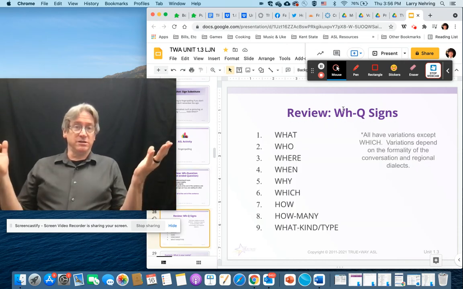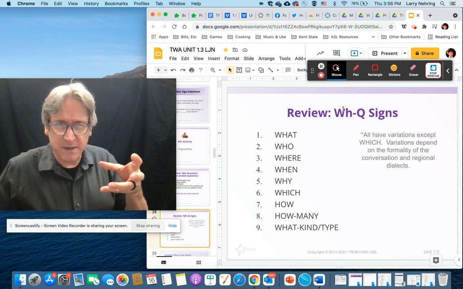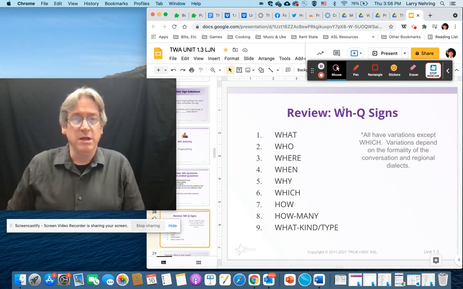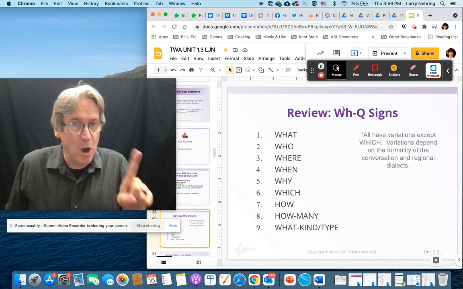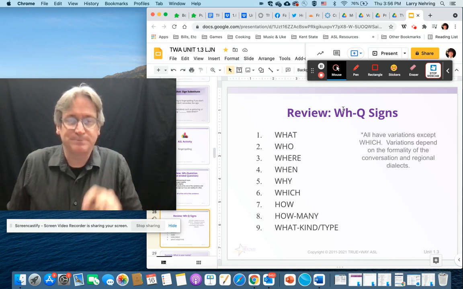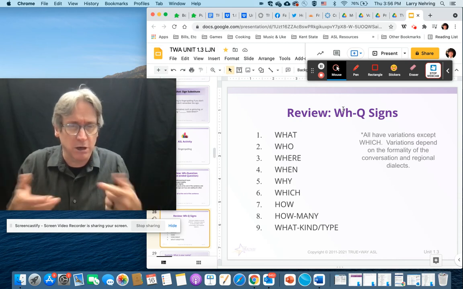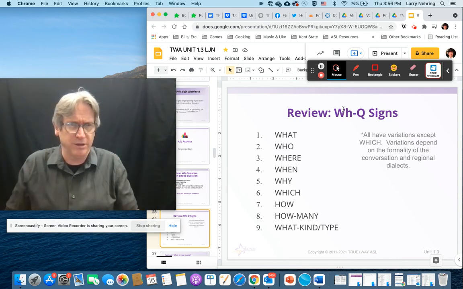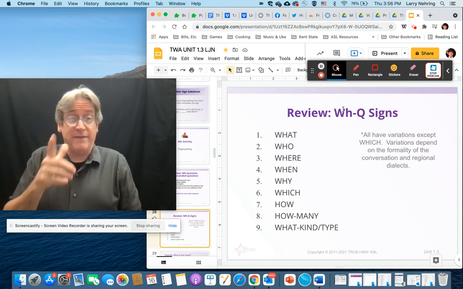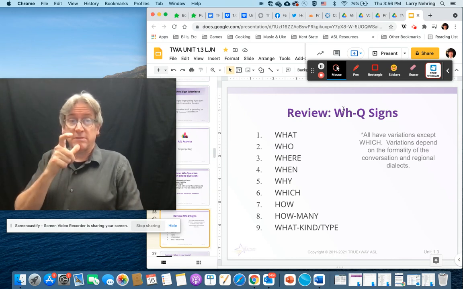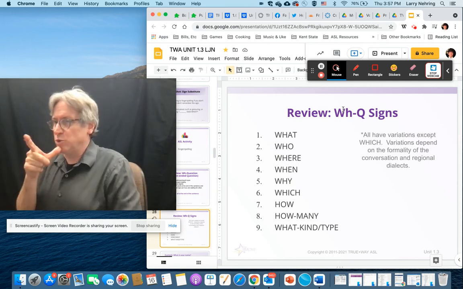So here are the WH signs. We did a couple of them in class, but here are all of them. There's actually one more that's not in there. So we've got what, and it's a glorified shrug. And if I forget, always put the eyebrows on. What? And then who is up in front of the mouth, and you're just, who.